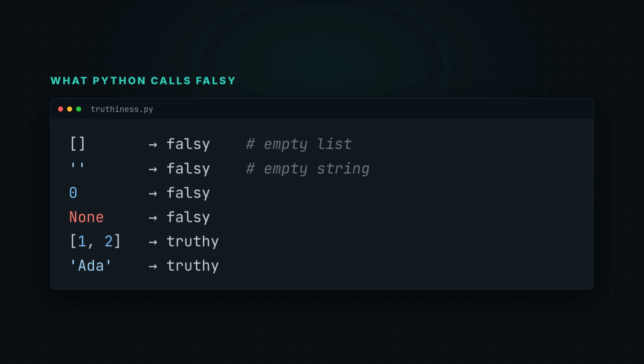So what counts as falsy? Empty things. An empty list, an empty string, the number 0, and None. They all behave like false. Everything else is truthy. Learn that little list, and your conditions get so much simpler.